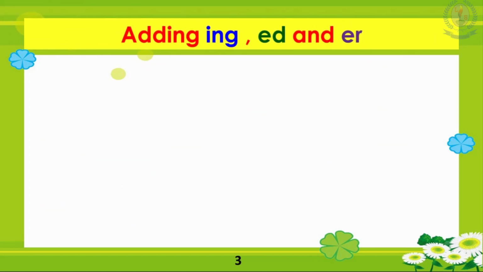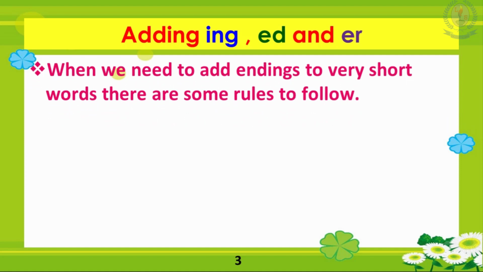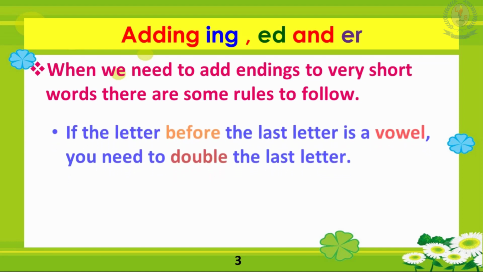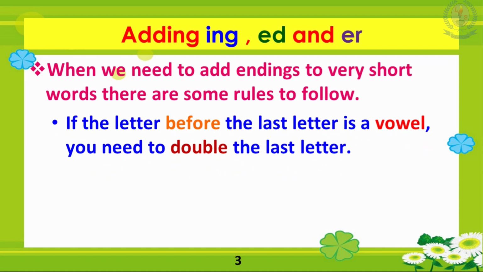Adding ing, ed and er. Let's learn how to add ing, ed and er at the end of words. When we need to add endings to very short words, there are some rules to follow. Are you ready to learn those rules? Okay, let's learn those rules. First one, if the letter before the last letter is a vowel, you need to double the last letter.